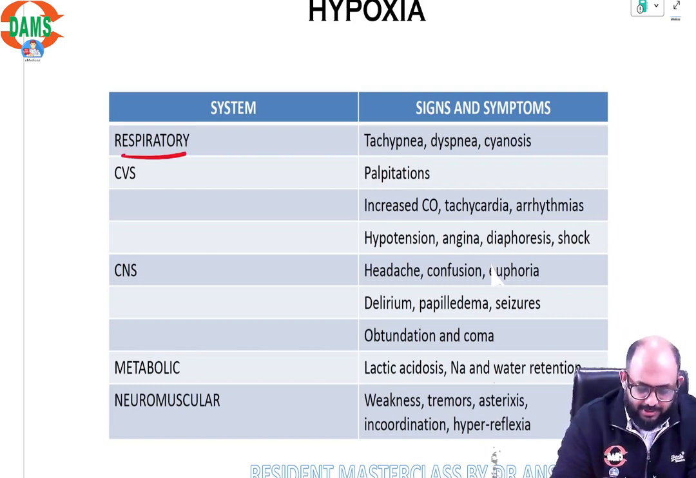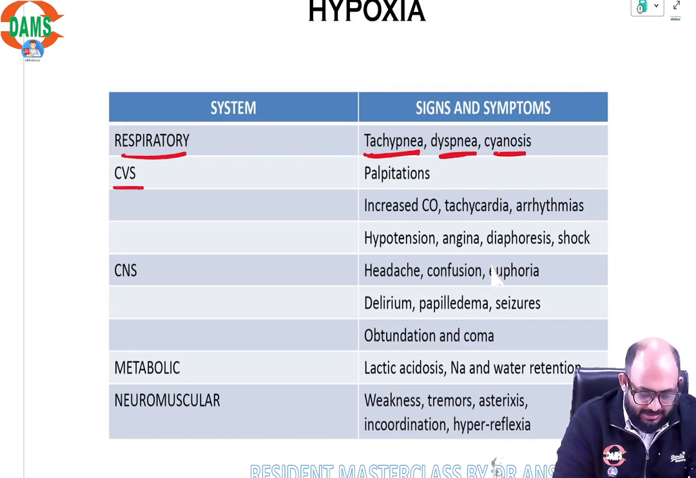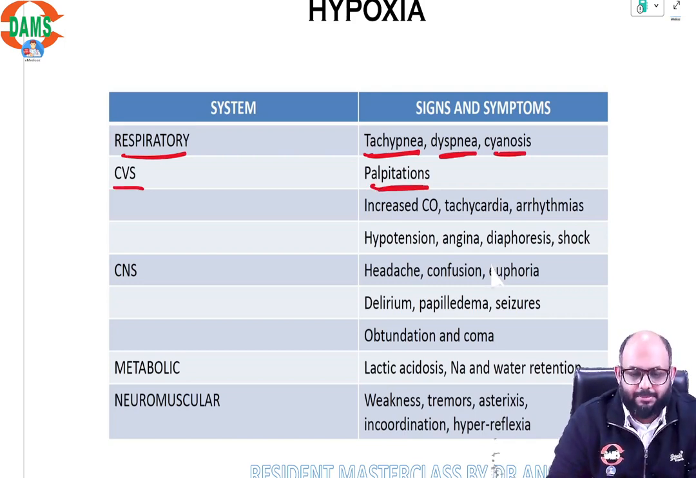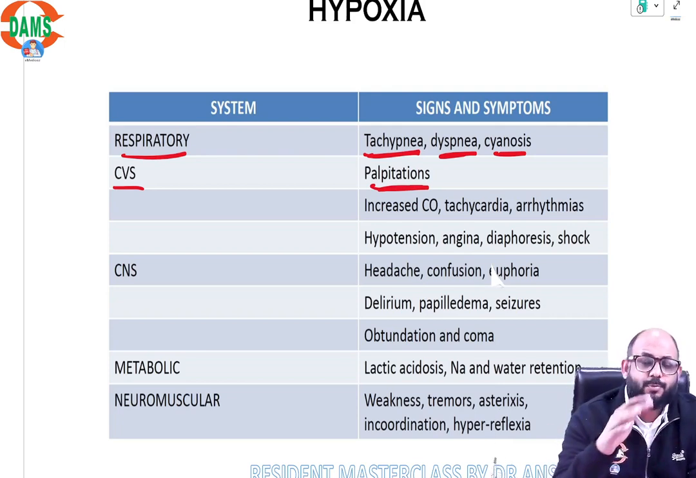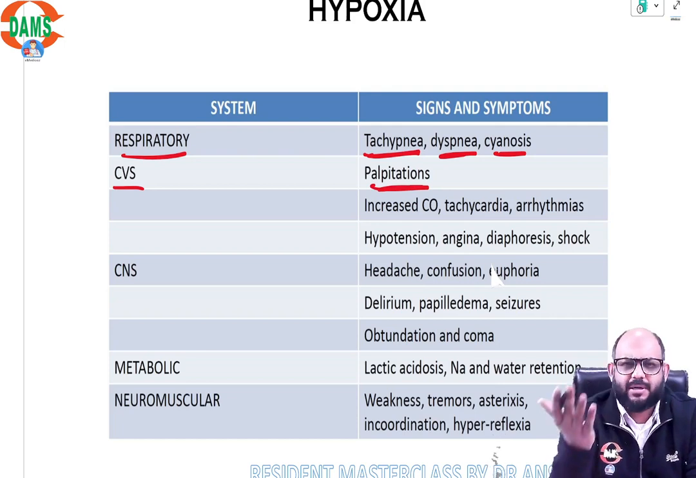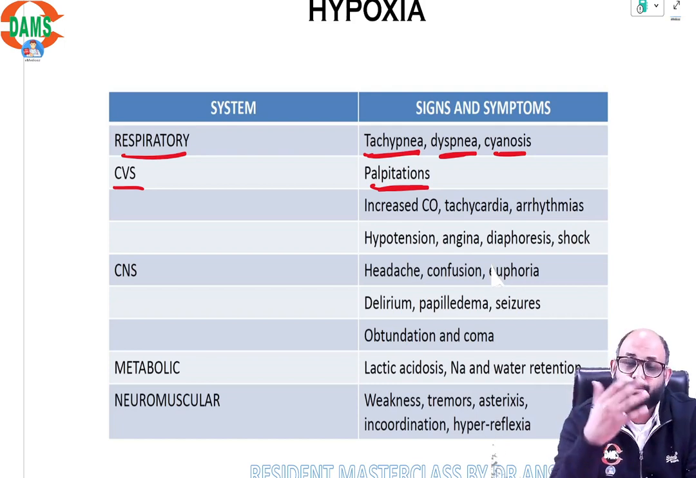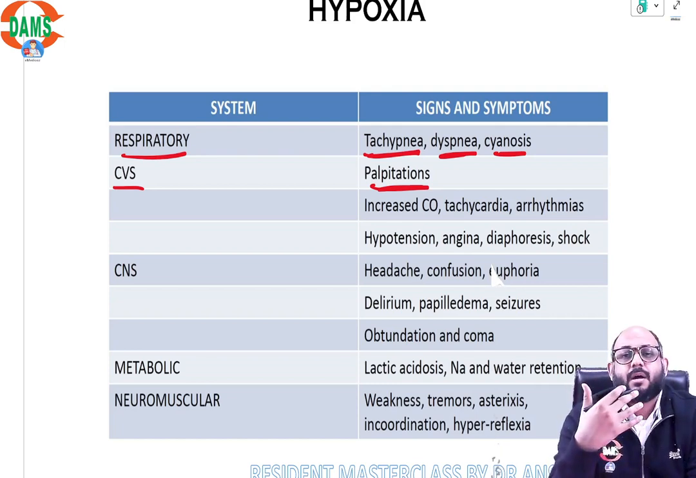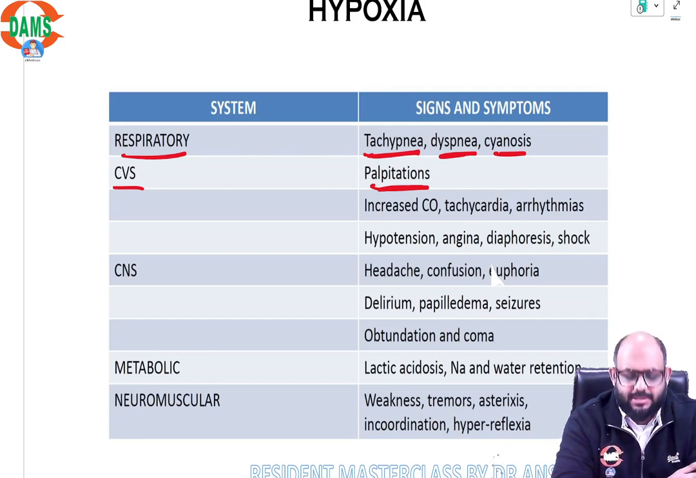So if you look at the respiratory system, the patient might be tachypneic, dyspneic, cyanosed. In CVS, the patient might experience palpitation. Why? Because I told you global delivery of oxygen is cardiac output into oxygen carrying capacity. Now, for whatever reason, the oxygen carrying capacity has decreased, which is causing hypoxia. So the body will try to compensate by increasing cardiac output, by increasing the rate of heartbeat, which will now cause more blood to flow to the peripheries, and therefore the patient might experience palpitation.